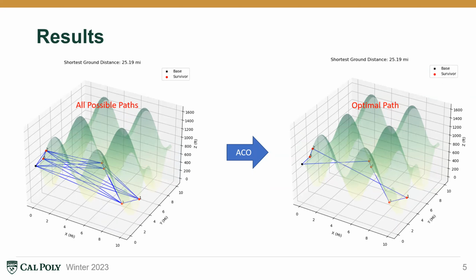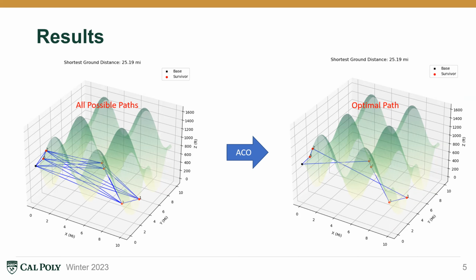So here are the results of all of our work. We have simulated 6 individual hikers or survivors placed randomly along the terrain, and using the ant colony optimization, we first started with all possible paths, which you can see on the left. And I think in 30 seconds, the algorithm narrowed down to the best path, which is shown on the right there, with a total distance of 25.19 miles. And that's actually the ground distance, so that's calculated by taking individual segments along the terrain. It's not the straight distance between the points.